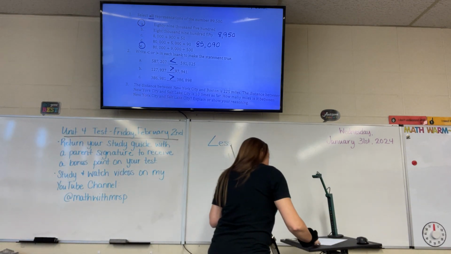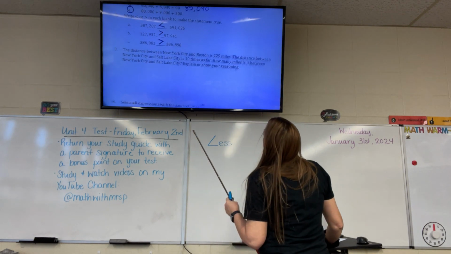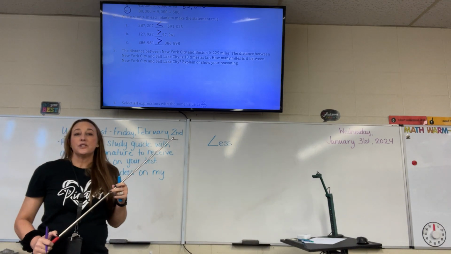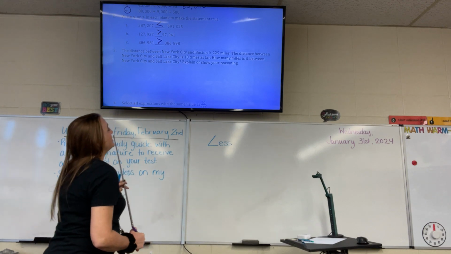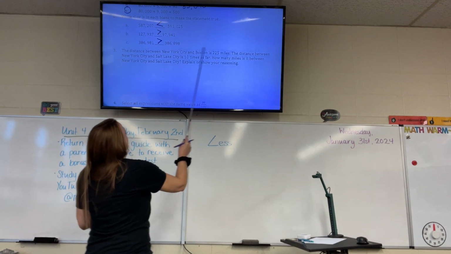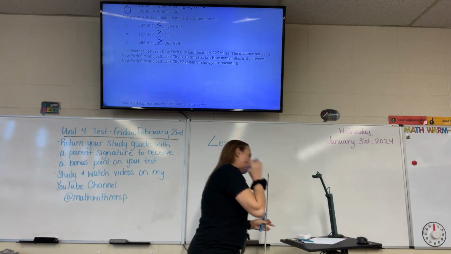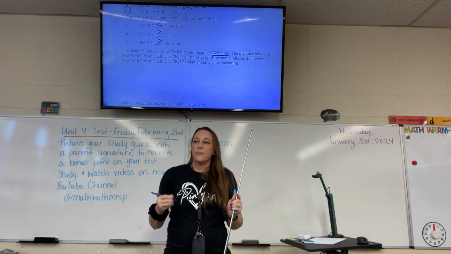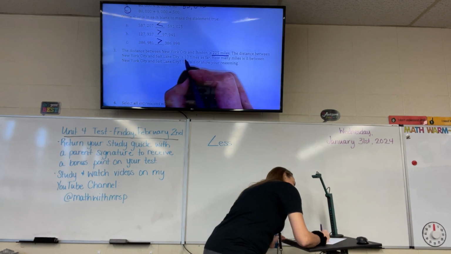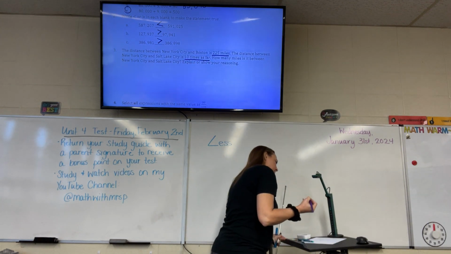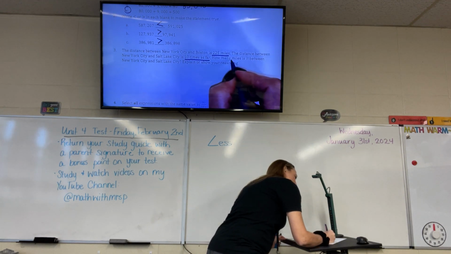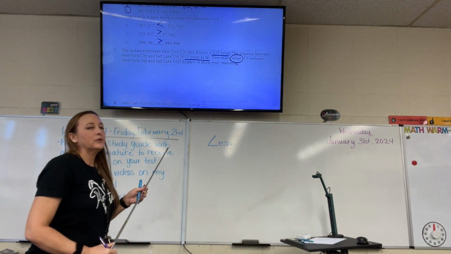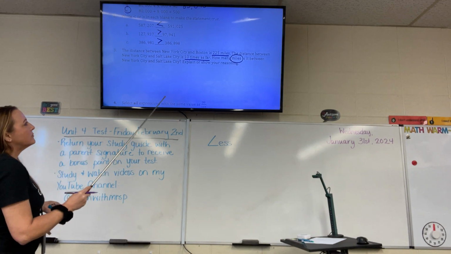Yes. Okay. The distance between New York City and Boston is 225 miles. The distance between New York City and Salt Lake City is 10 times as far. How many miles is it between New York City and Salt Lake City? First thing I want you to do is either highlight or underline 225 miles. That's an important number in the problem. Then highlight or underline 10 times as far. And then I want you to circle the word miles. That's our label. How many miles? So we're looking to figure out miles.